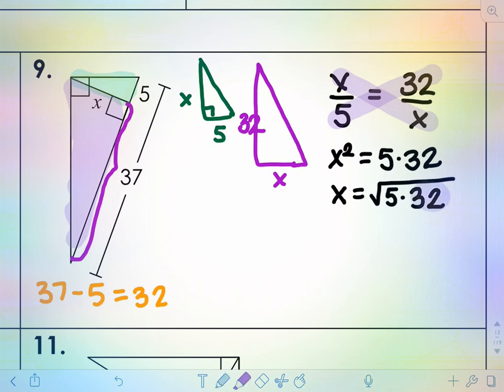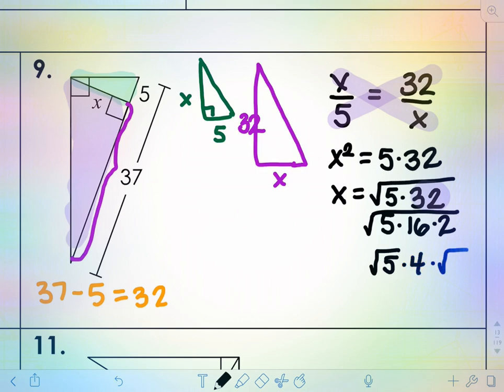32 can be factored out into 16 times 2. I chose these factors because 16 is a perfect square, and it's a factor of 32. And then the 5, I just bring that down. Okay, square root of 5, I don't know. Can't simplify that. Square root of 16 is 4. And then square root of 2 can't be simplified, so we leave it as is.